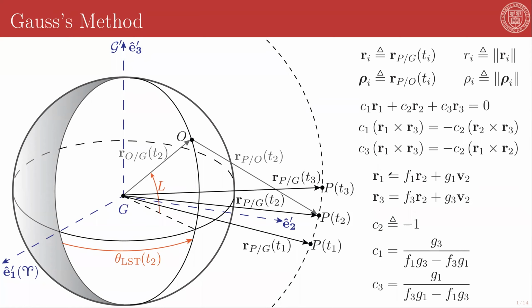And so I know that I can write R1 as some f function f1 times R2 plus some g function g1 times v2, and similarly for R3, I can write f3 R2 and g3 v2. So essentially, I can always express the position vectors at time t3 and time t1 as functions of the position and velocity at time t2. Without any loss of generality, I can take C2 to equal -1. Remember, this is just a linear scaling that equals 0, and so I can scale all of these up and down. If I set C2 to -1, I just have to scale C1 and C3 accordingly.